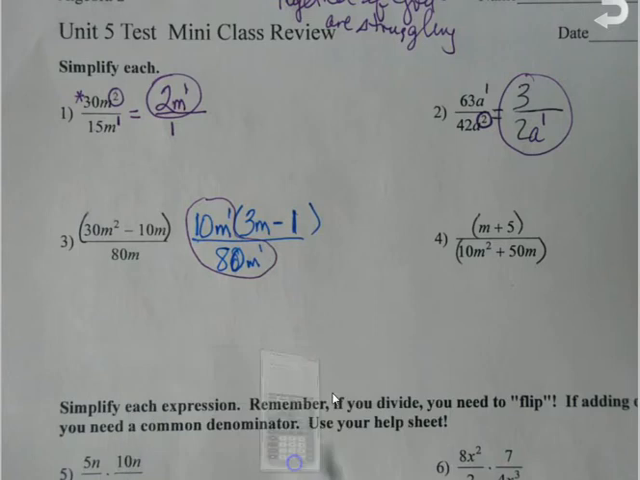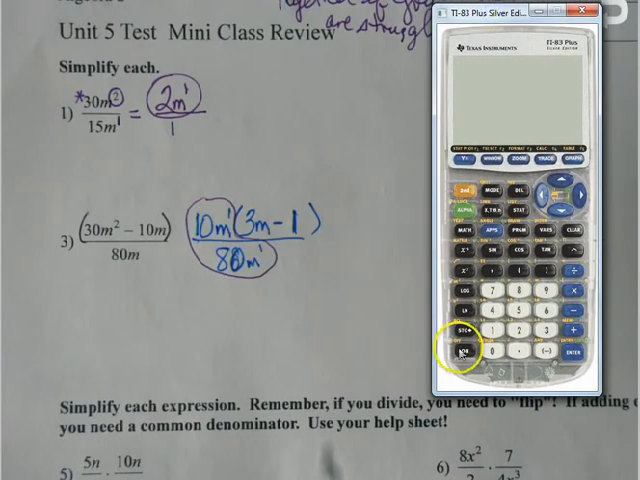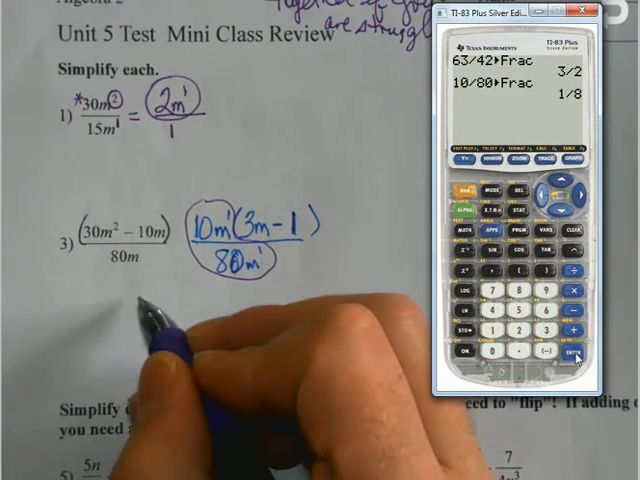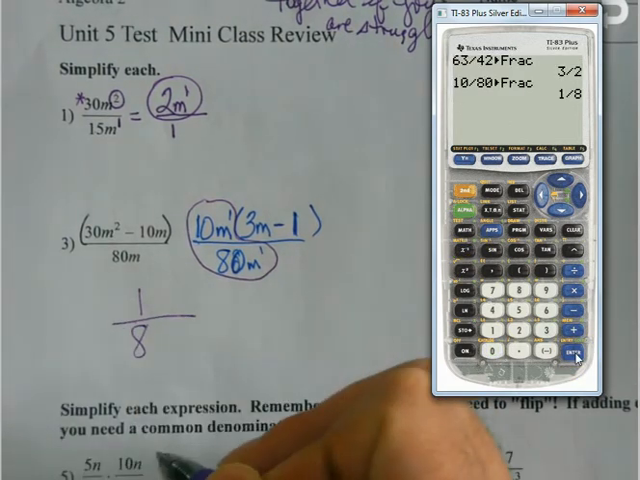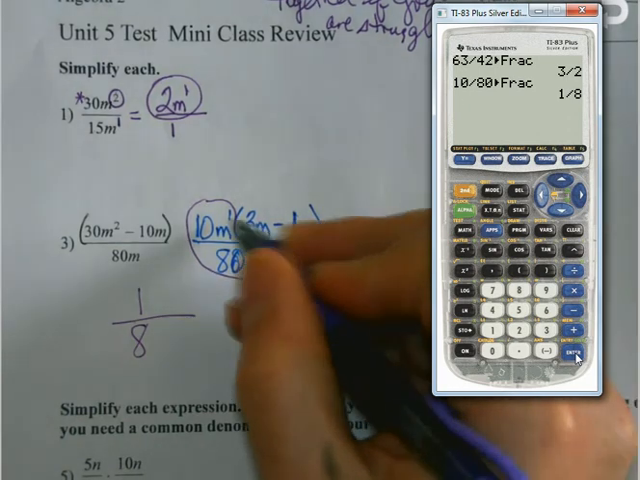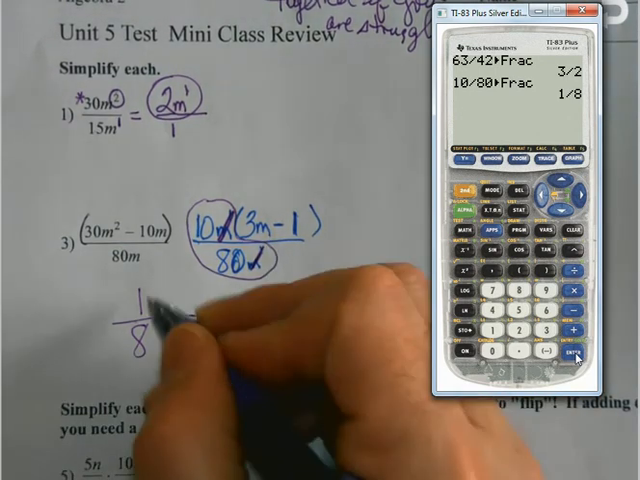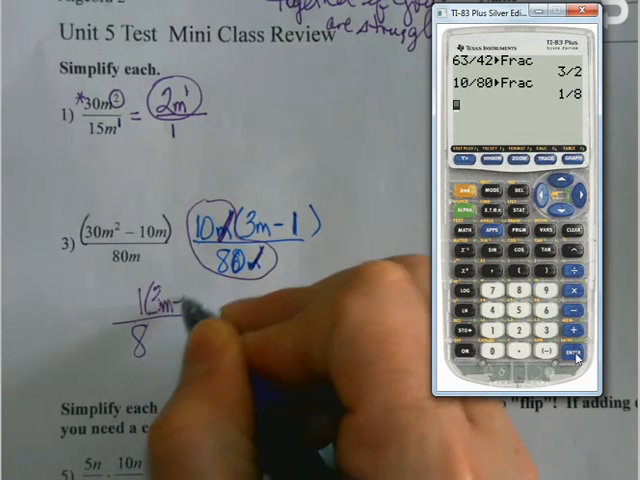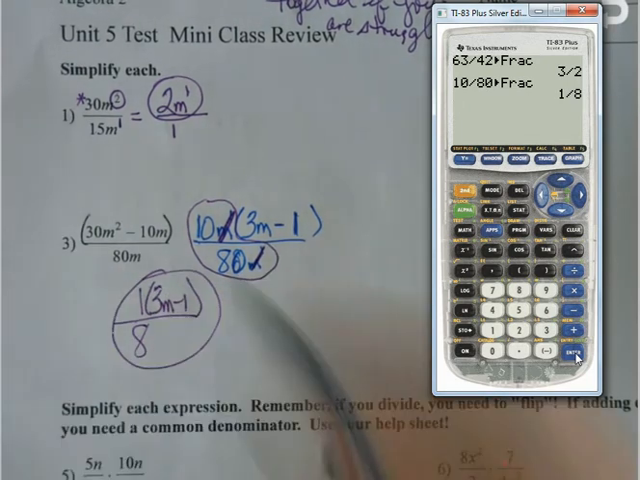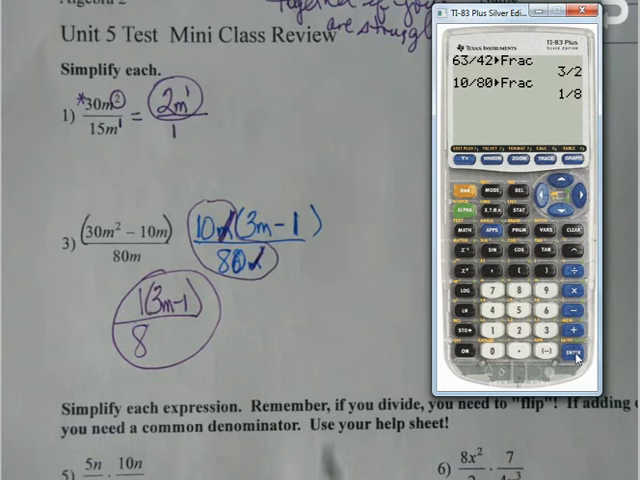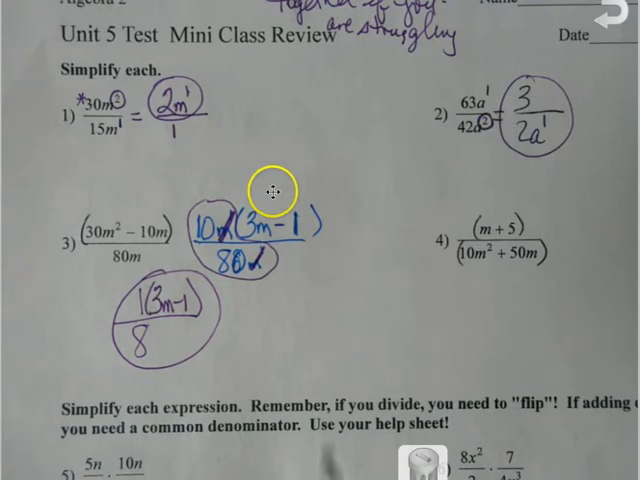So again, if you need to do a little calculating here, if it doesn't jump out right at you, 10 divided by 80, oh, 1 over 8, okay. 1 over 8. My m to the firsts cancel, because they're the same. And the 3m minus 1 is up in the numerator. I'm done. So those are the type things that we're trying to look at when we're doing these.